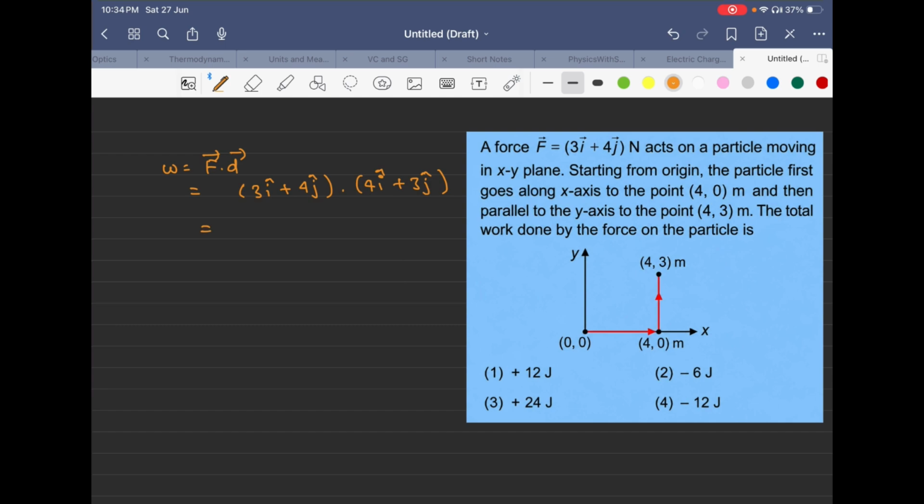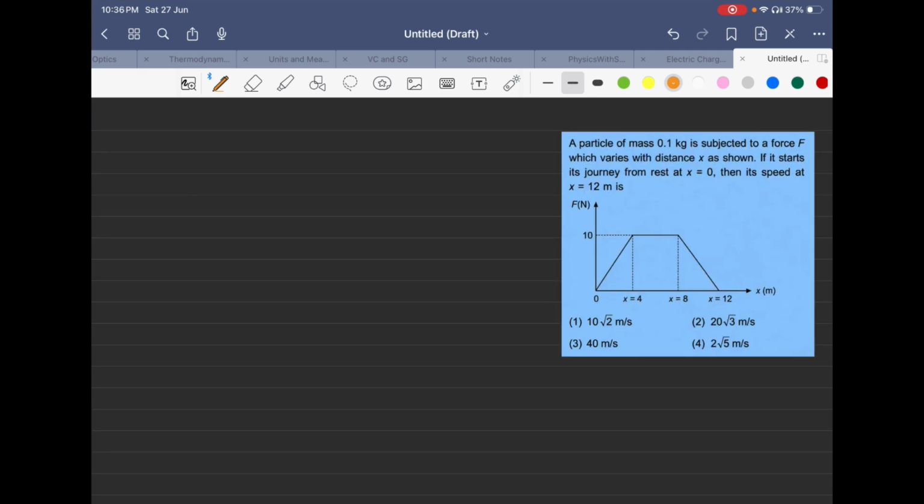Now if we take the dot product over here, 3 into 4 will become 12. 4 into 3 will also become 12. 12 plus 12 will become equal to 24. The answer will become plus 24 joules. Let's go with this question.